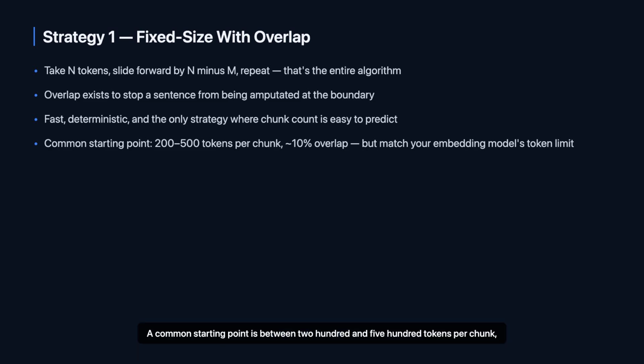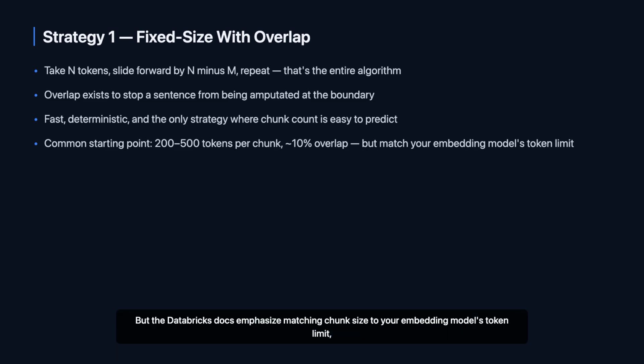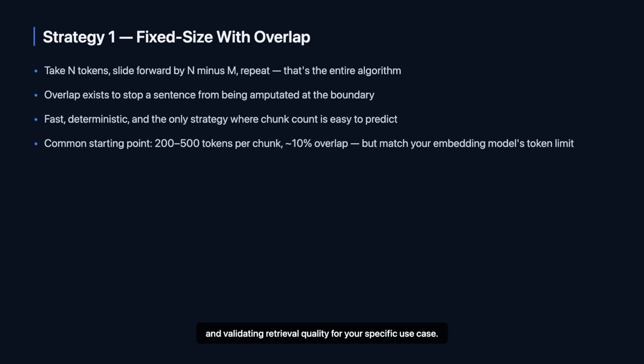A common starting point is between 200 and 500 tokens per chunk, with overlap around 10% of the chunk size. But the Databricks docs emphasize matching chunk size to your embedding model's token limit, and validating retrieval quality for your specific use case. A 500 token chunk is roughly 1 page of text, a handy mental conversion.